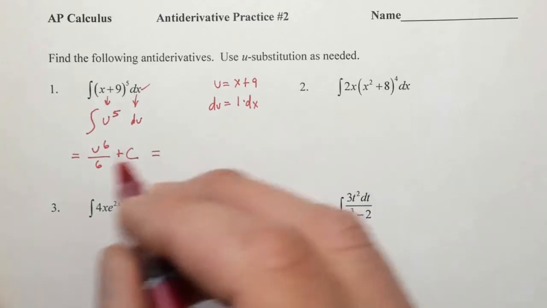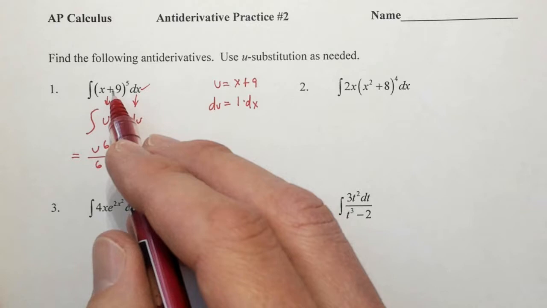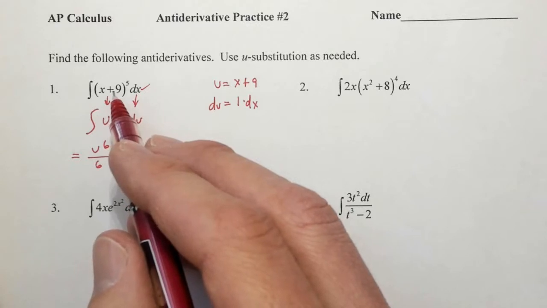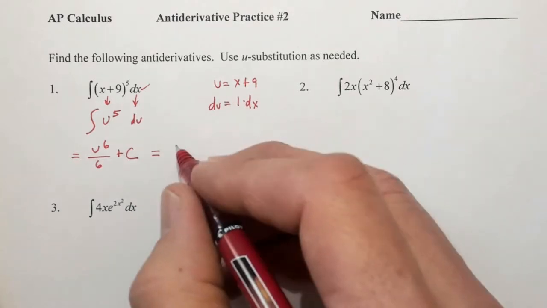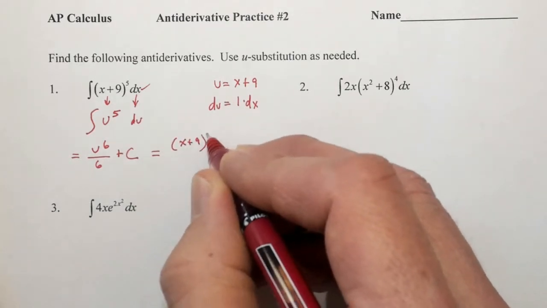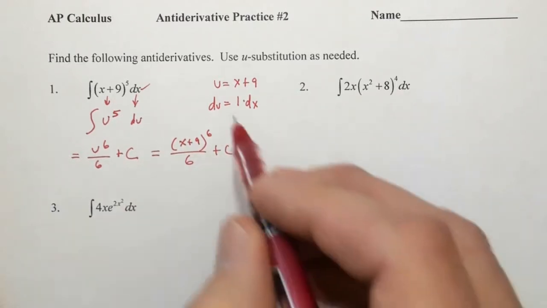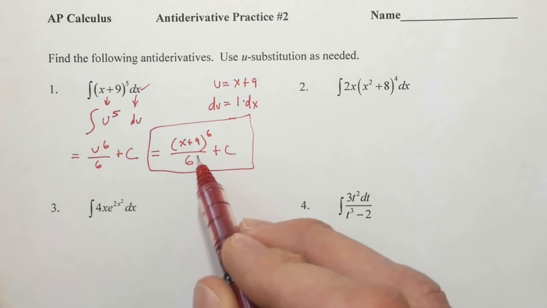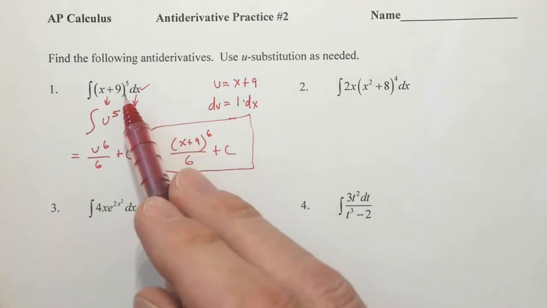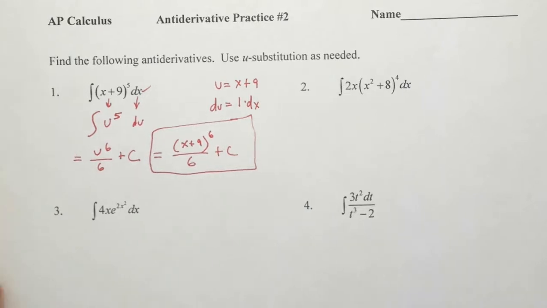And our final step is we don't want our answer in terms of u. We want our answer in terms of x, because that's what the original antiderivative was in terms of. So we have to replace x plus 9 back in for u. So we have (x plus 9) to the 6th power over 6 plus c. That is our final answer. And we know this is correct because if we derive this, we're going to get x plus 9 to the 5th. Let's do that really quick over here on the side.